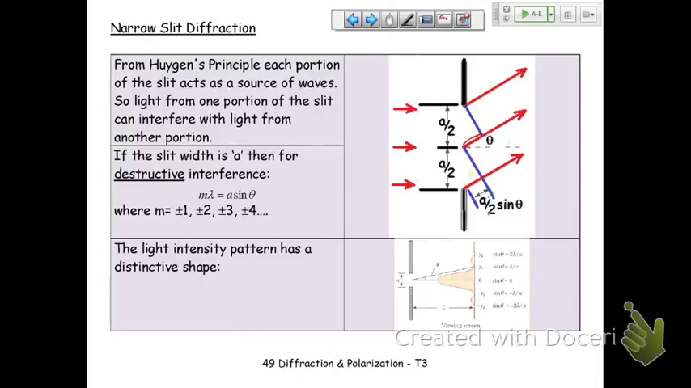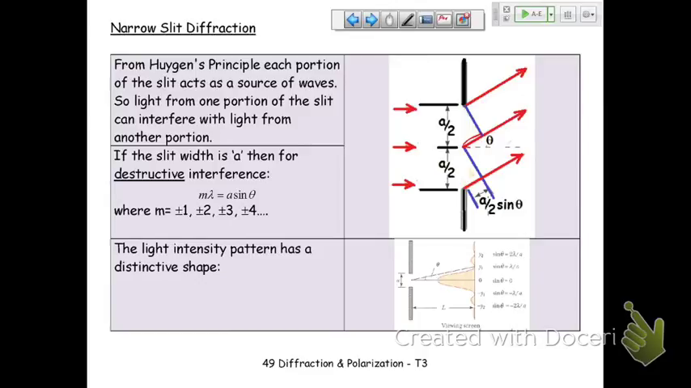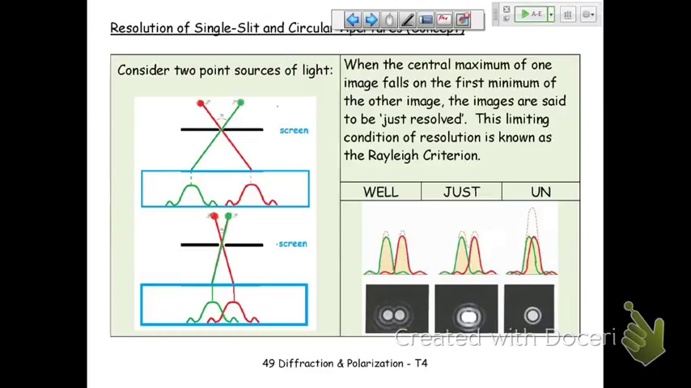The light intensity pattern has a distinctive shape, and it's this shape. It's basically like that. Don't worry so much about that. Know it exists.